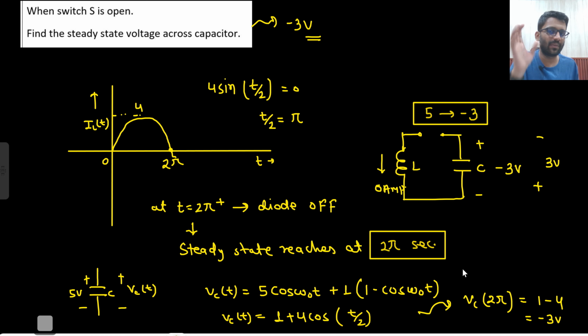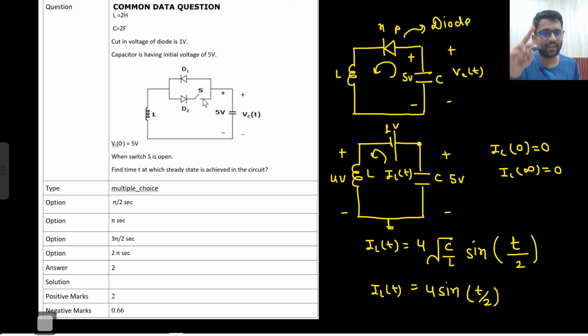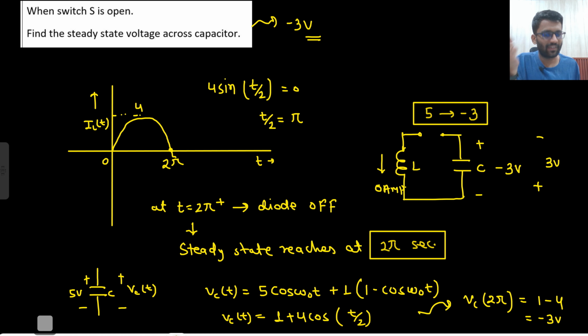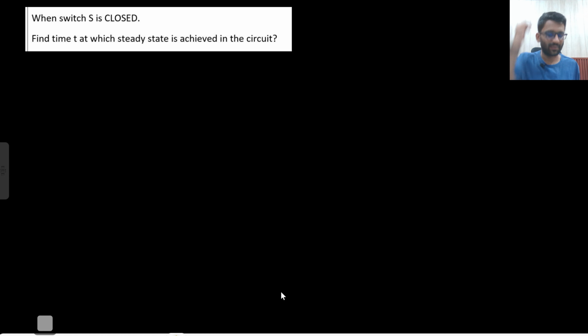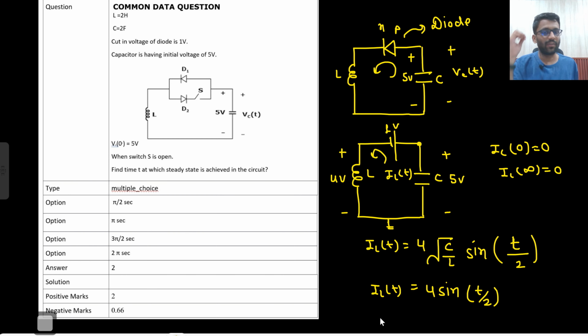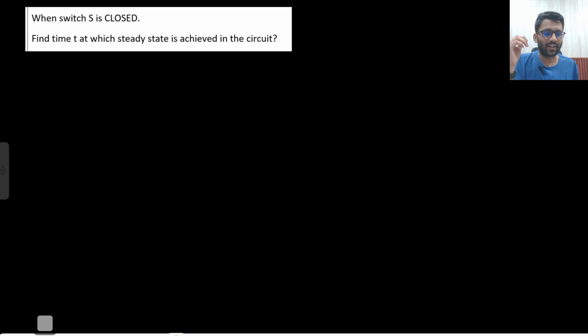So this is a very, very famous question that has been asked in the GATE examination 3 to 4 times. But they never connected 2 diodes. So I am really hoping that they will connect 2 diodes now. If they connect 2 diodes, it will be very, very interesting. So now we will check what will happen if they connect 2 diodes.